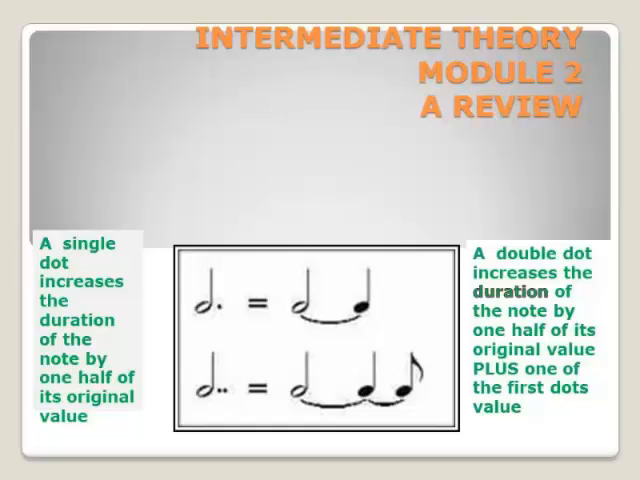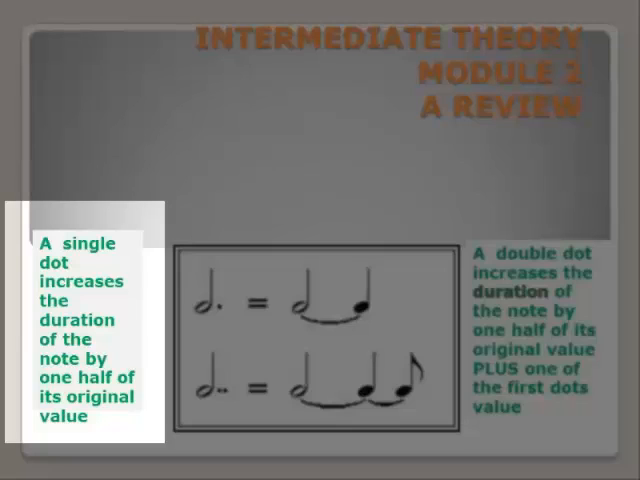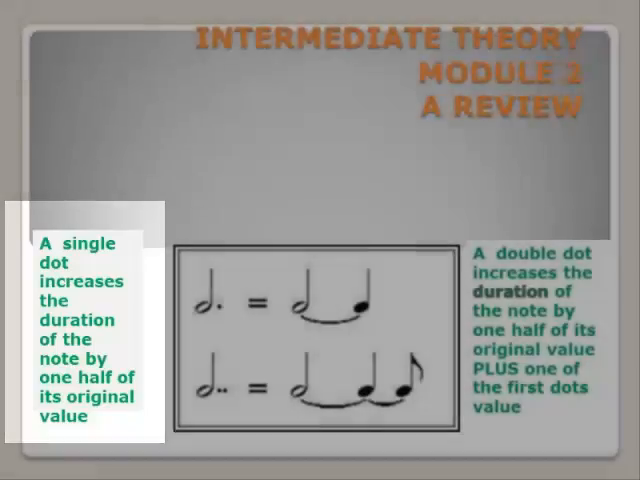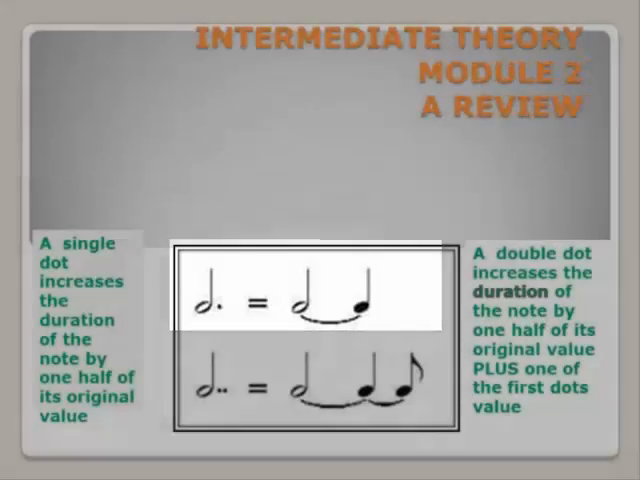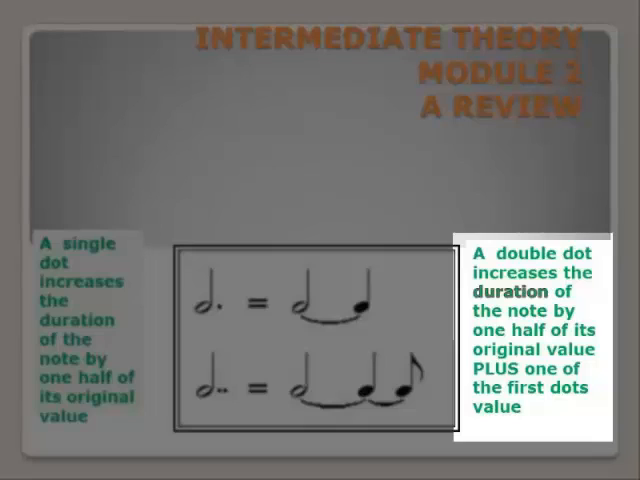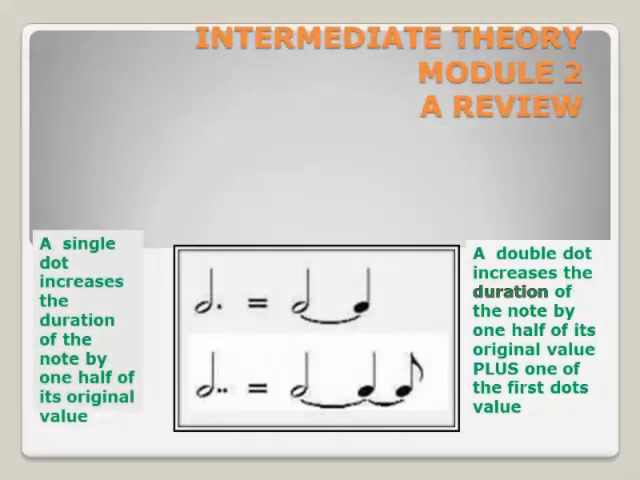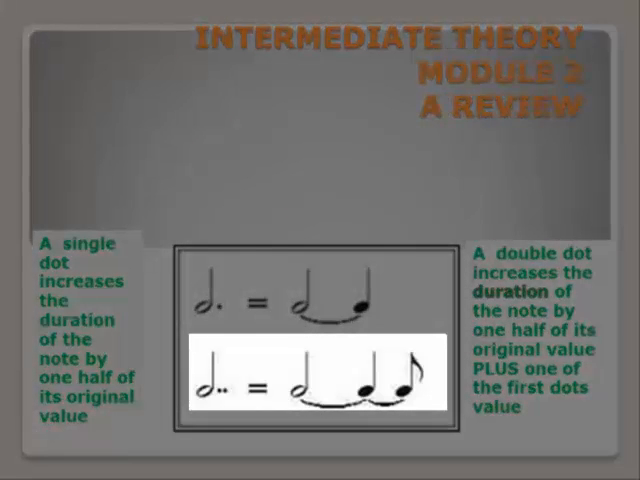Let's review dots. First of all, a single dot increases the duration of the note by 1/2 of its original value. That means a dotted half note is equal to a half note plus a quarter note. We also have double dots in music. A double dot increases the duration of the note by 1/2 of its original value plus 1/2 of that first dot. That means a double dotted half note would equal a half note plus a quarter note plus an eighth note.